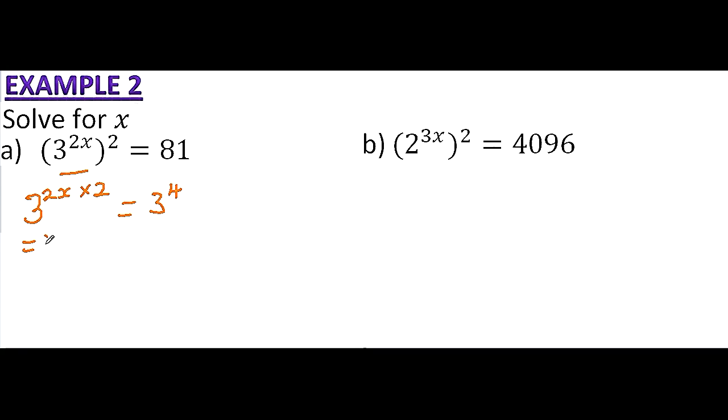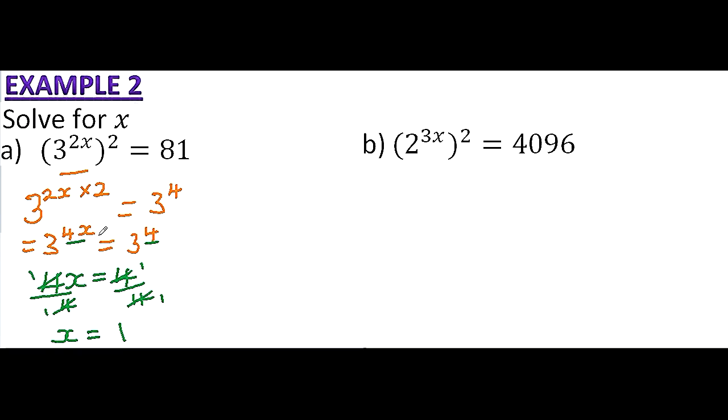Simplifying here, we have 3 to power 4x is equal to 3 to power 4. Now you note that the bases are the same, so we can equate the indices and say 4x is the same as 4. Divide both sides by 4. 4 divided by 4 is 1. And therefore, our x is equal to 1. If you substitute, you find 2 times 1 is 2, in brackets squared, that will be 3 to power 4, which is the same as 81.